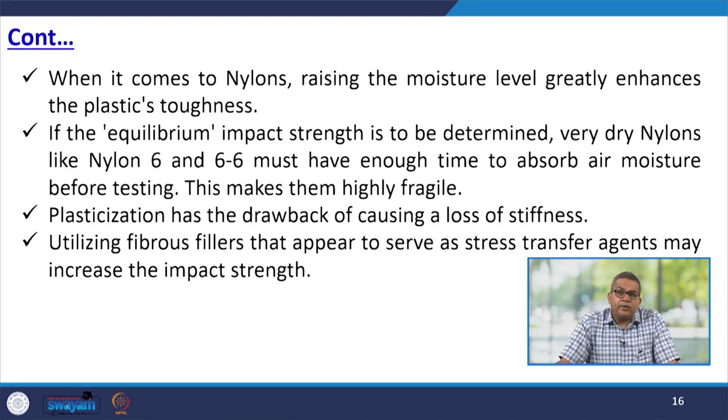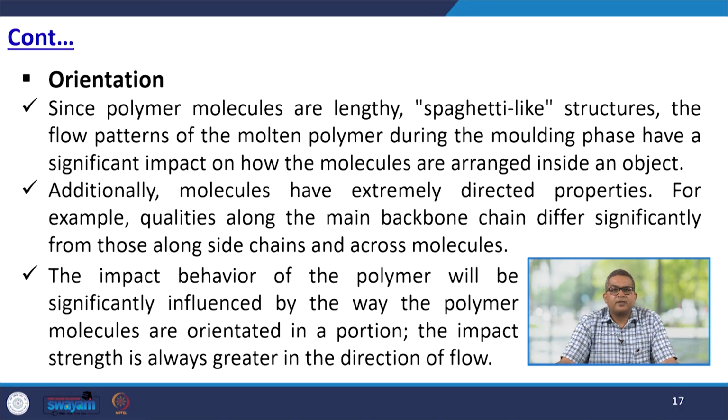When it comes to nylon, raising the moisture level greatly enhances the plastic's toughness. Now, if the equilibrium impact strength is to be determined, very dry nylon like nylon 6 and 6,6 must have enough time to absorb air moisture before testing, and this makes them highly fragile. Plasticization has a drawback of causing a loss of stiffness. Now, utilizing fibrous fillers that appear to serve as a stress transfer agent may increase the impact strength.